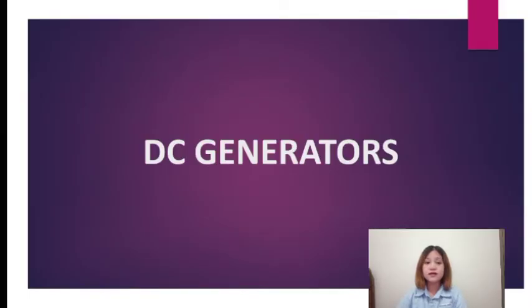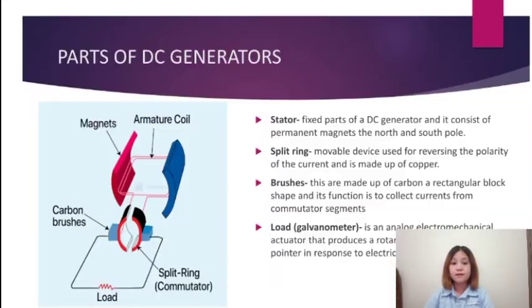Then next, we have the DC generator. DC generator also has parts. We have the stator, split ring, brushes, and load. So as we can see, mas halos parang pareho lang sila ng AC generator ng parts. But here in the DC generator, we have the split rings.